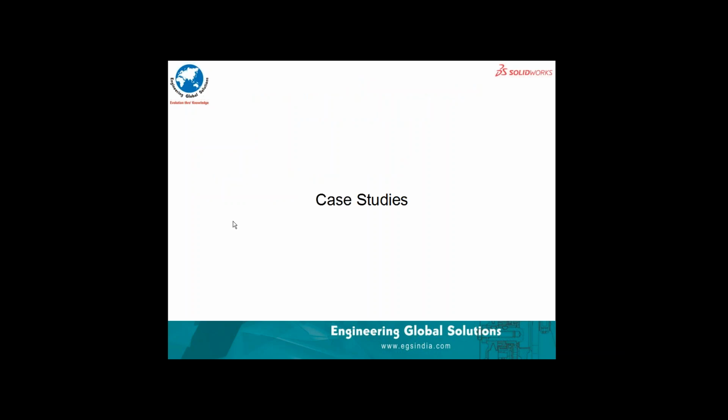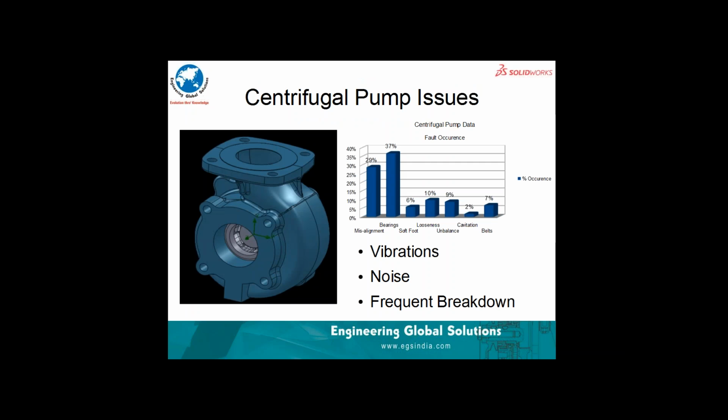Now let us look at case studies of things gone wrong, things gone right, and how we have learned from past practices so that we can share this knowledge as a part of our design process and move on to produce better products. First in the case is a centrifugal pump, the ubiquitous centrifugal pump that we use in the power and process industries.